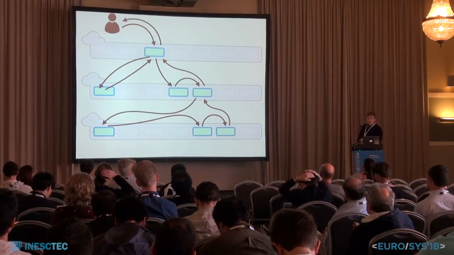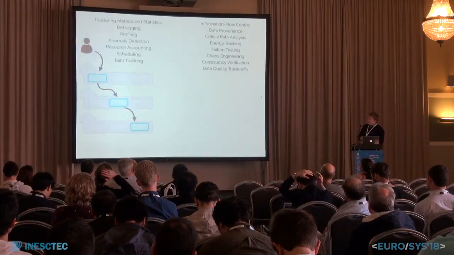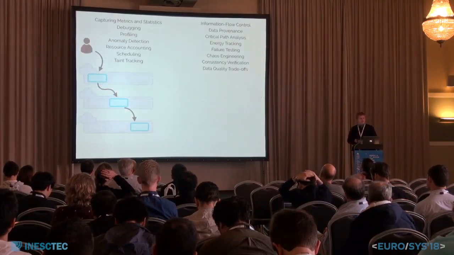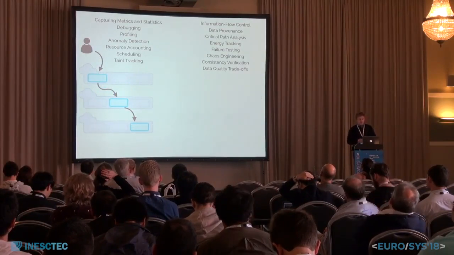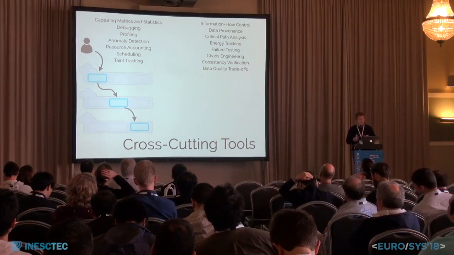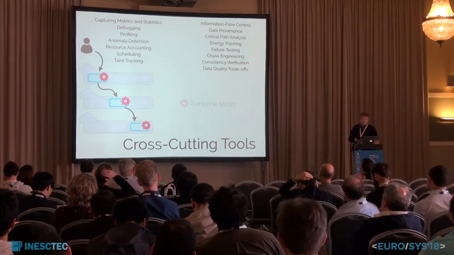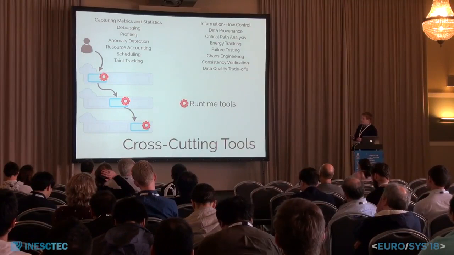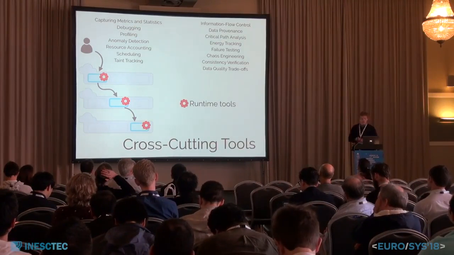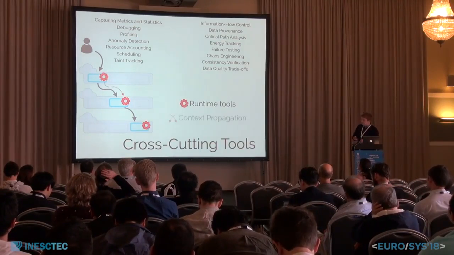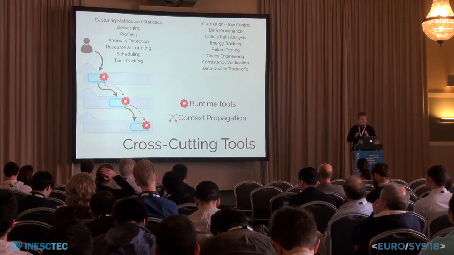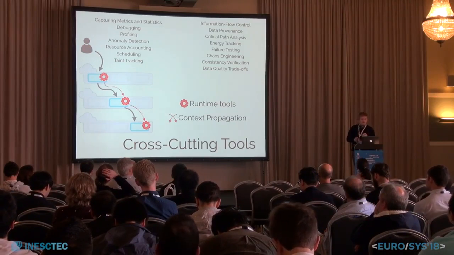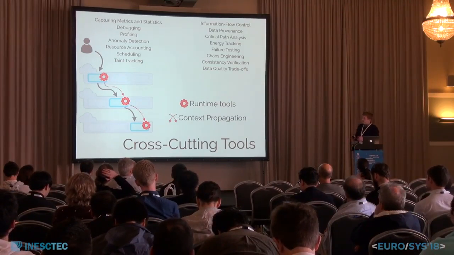Many problems can arise in this setting, and in the past decade or so, researchers have proposed various tools and techniques for tackling them. In this work, we focus on a particular class of tools that we term cross-cutting tools. These are runtime tools for distributed systems that coordinate across the boundaries between components. And they do this using context propagation. So I'll show you an example of how context propagation works by illustrating a distributed tracing tool, which falls into this category of cross-cutting tools.